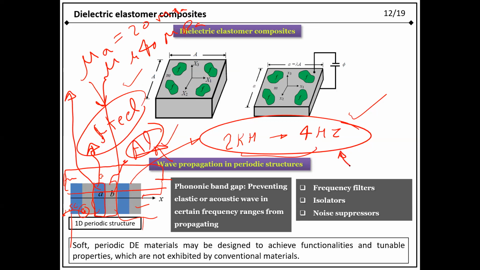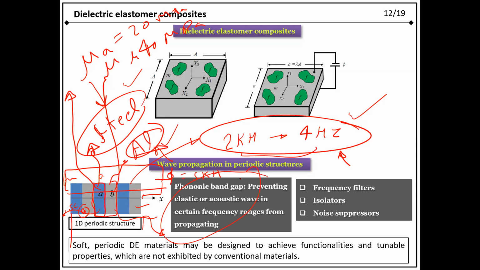This range will change. Let's say now for phi equal to, let's say, 5 kilovolts, we will be getting some different range. For phi equal to, let's say, 10 kilovolts, we will be having a different range. This means the same structure can give us a different frequency range of waves which cannot propagate through this structure. Okay, and such periodic structures find applications in frequency filters.